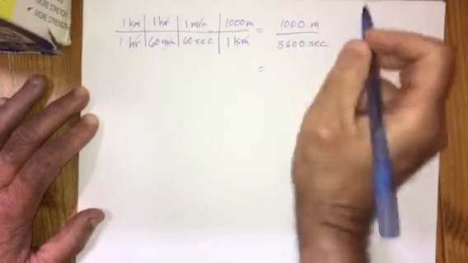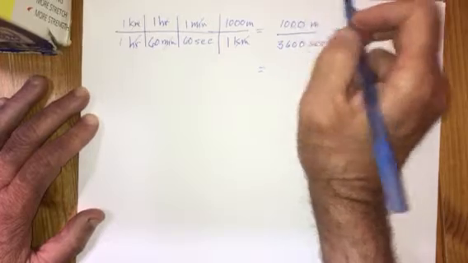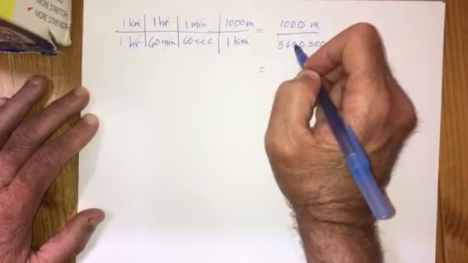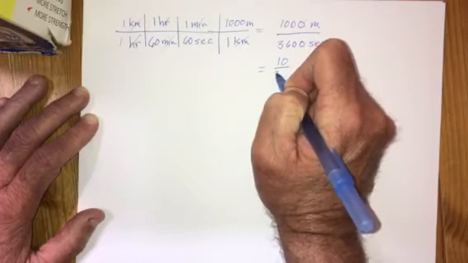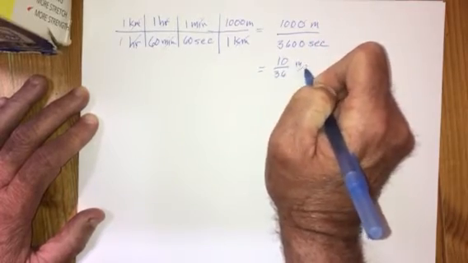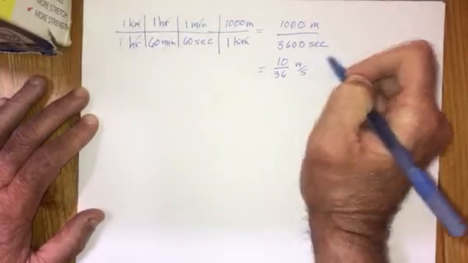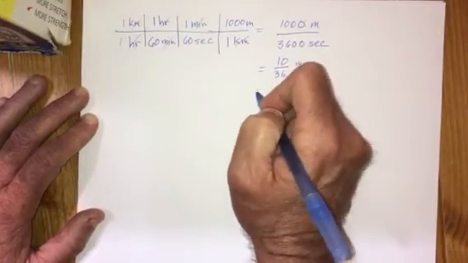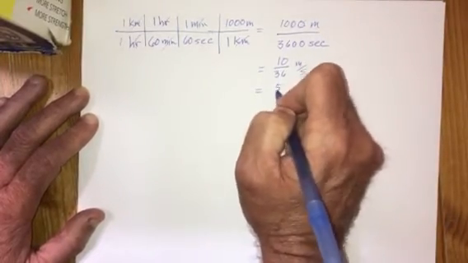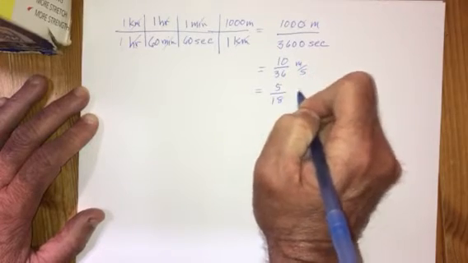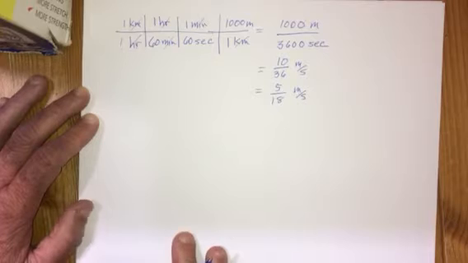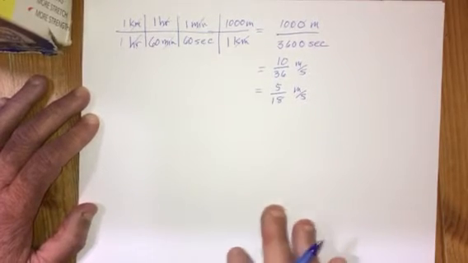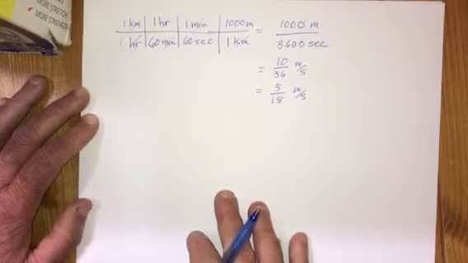Now we can reduce that. First of all, we can cancel zeros. There are 2 up here in the numerator and 2 in the denominator. And so we can reduce those and get 10 over 36 meters per second. And then we can also reduce that. 2 goes into 10 5 times, 2 goes into 36 18 times. So that reduces to 5 over 18 meters per second. So every 1 kilometer per hour is 5/18 meters per second.